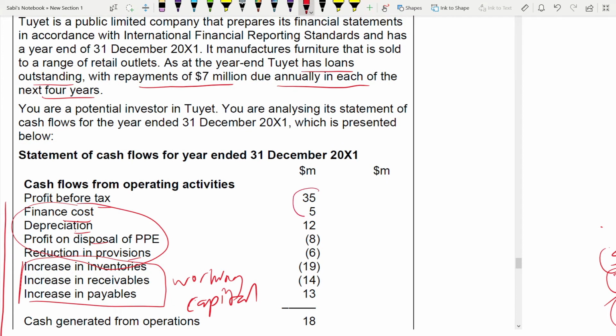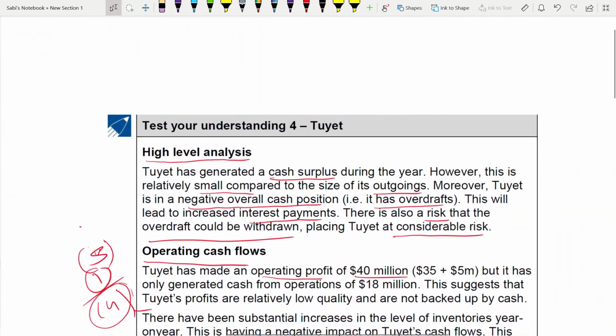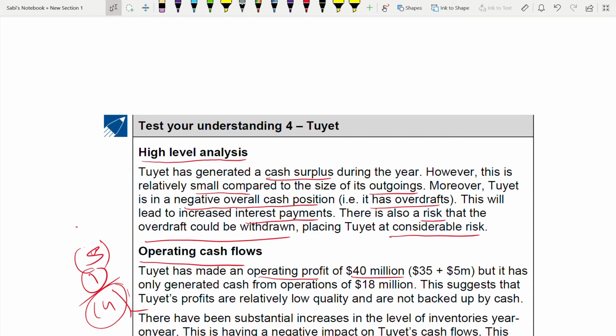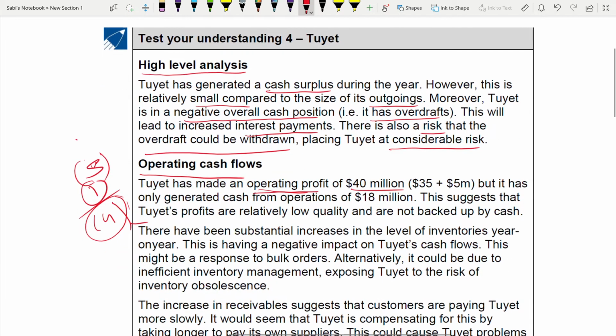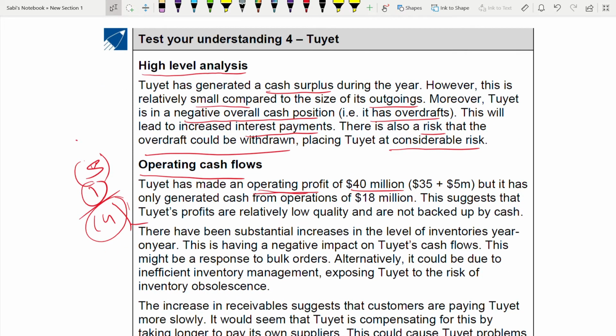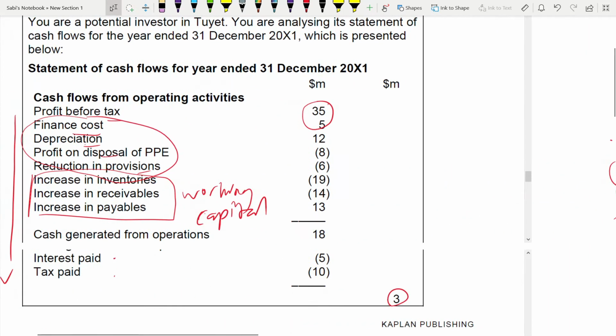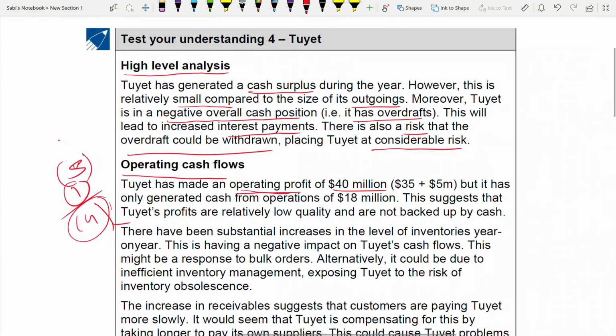$35 plus 5. This plus 5 is before deducting the interest. Okay, so 35 plus 5. Operating profit I'm talking about. From operating profit only, you deduct finance cost and then you get profit before tax, right? But operating profit is 40 million. So you start from there. That is your starting point. Since I have started with profit before tax or operating profit, that's your starting point under operating cash flow.